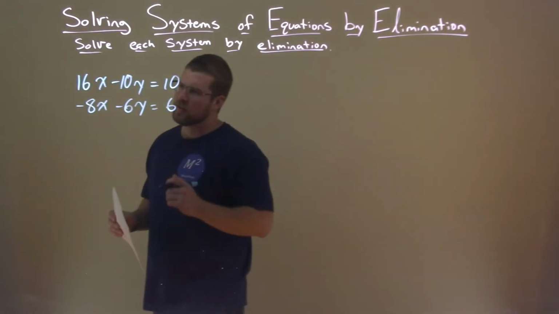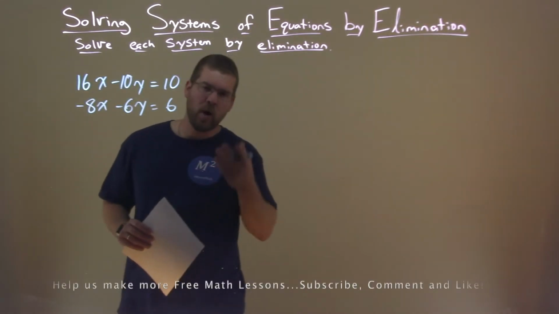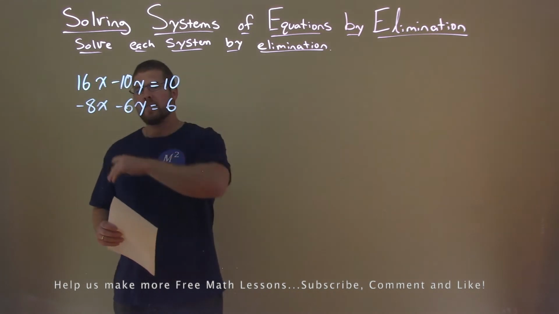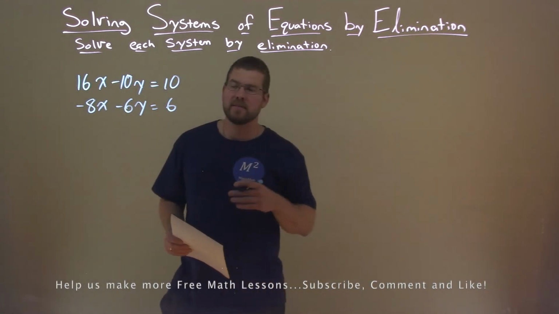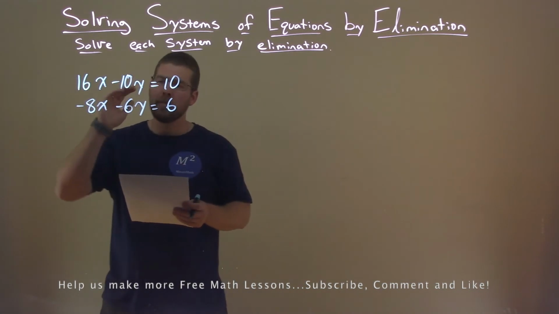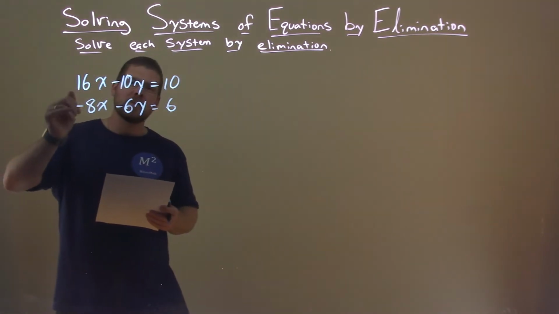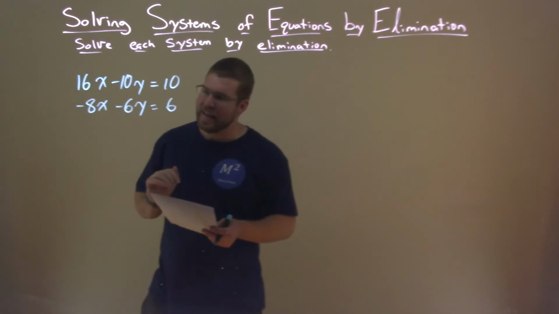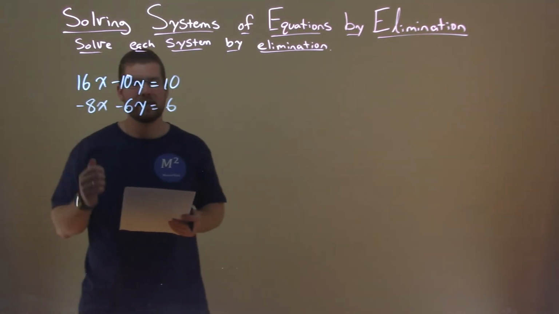We're given this system. 16x minus 10y equals 10. Negative 8x minus 6y equals 6, and we have to solve that by elimination. So what am I going to do? Well, my goal is to try to eliminate one of our variables if we can by adding, but right now we can't, so we have to adapt this.